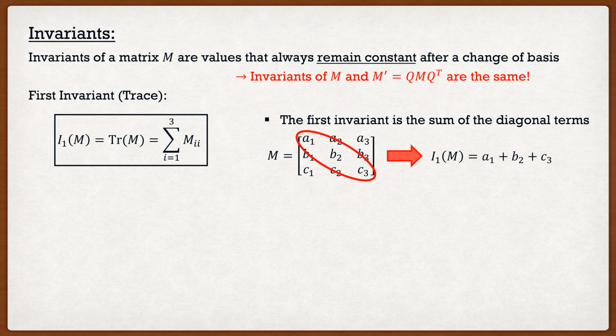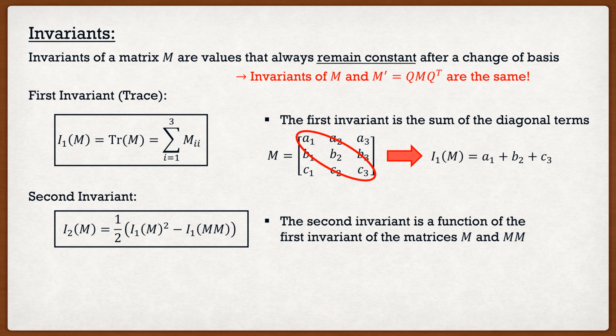Not too bad. The second invariant is something that gets a little bit more complicated, and that is the second invariant is equal to 1/2 of the trace of M squared minus the trace of MM. All right, so if we look at this closely, the second invariant is actually just a function of the first invariant of the matrices M and then MM. That's a bit of a tongue twister for me.